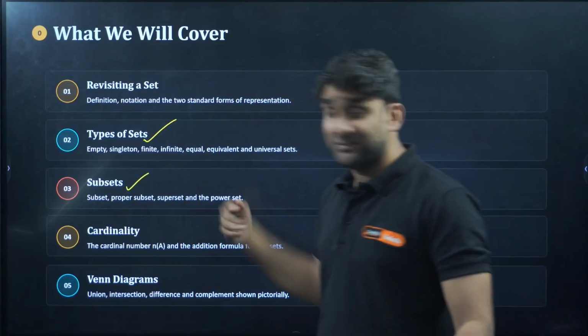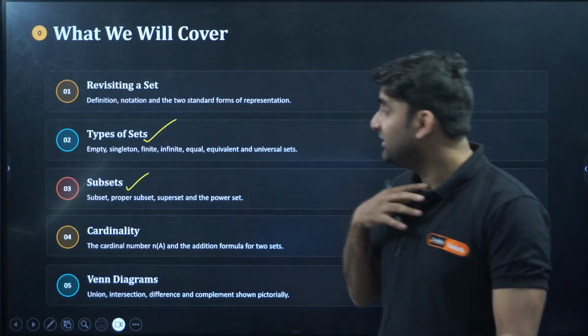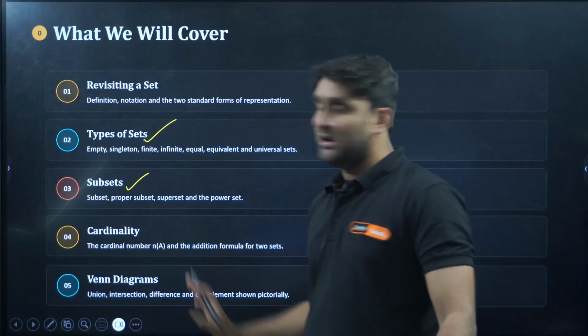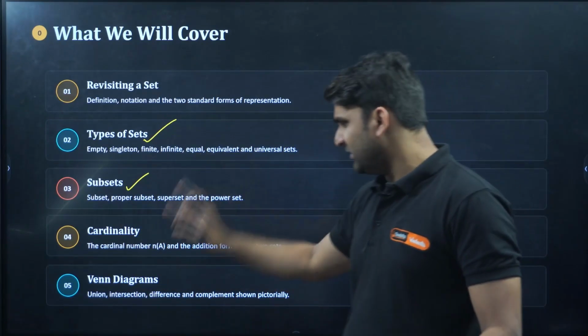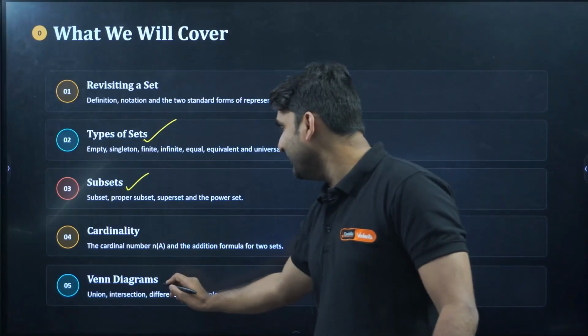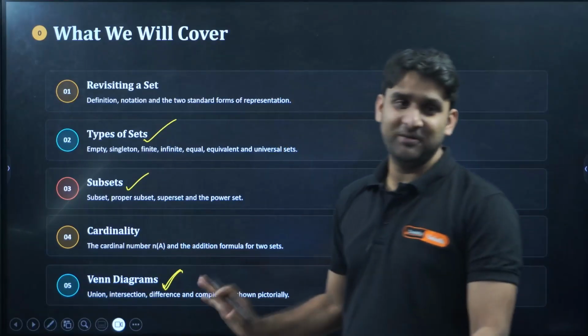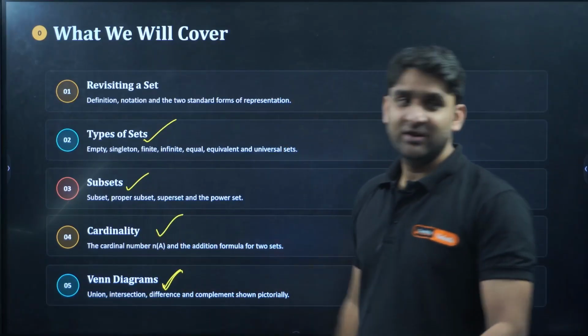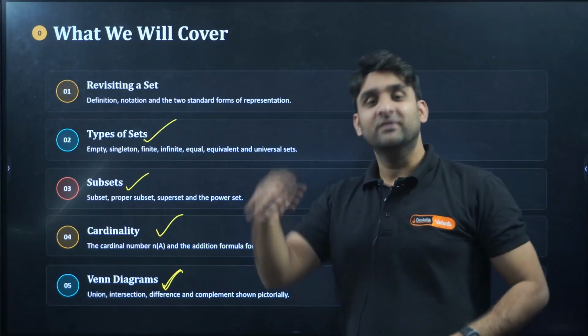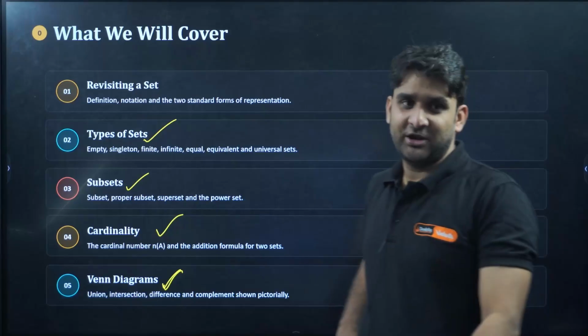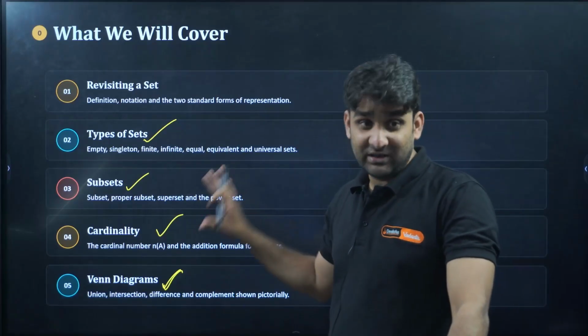Now, what are subsets? What does it mean by subsets? Subsets and cardinality, this is very important. The cardinal number n(A), the addition formula, everything, and Venn diagrams. This is really very interesting and very important also for your higher standards. If you are aiming for JEE and any type of prestigious examination ahead in future, then these things are really important for you all.